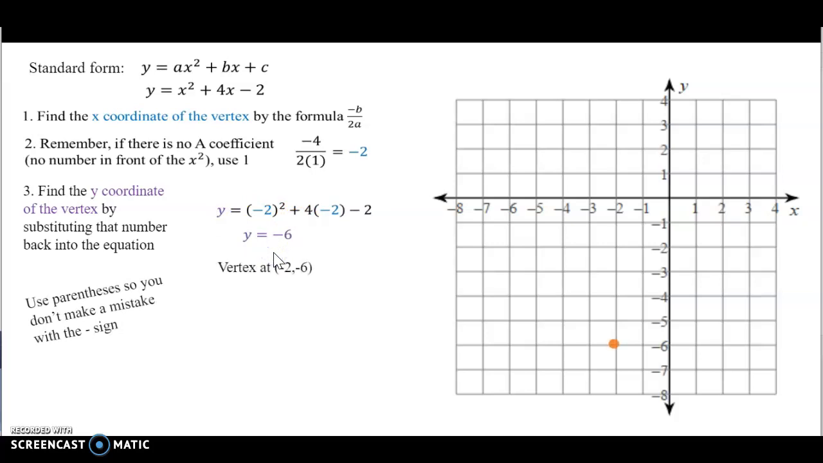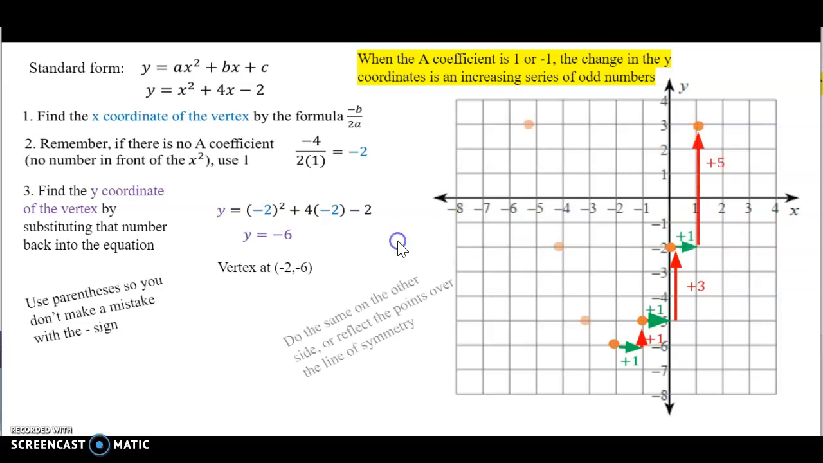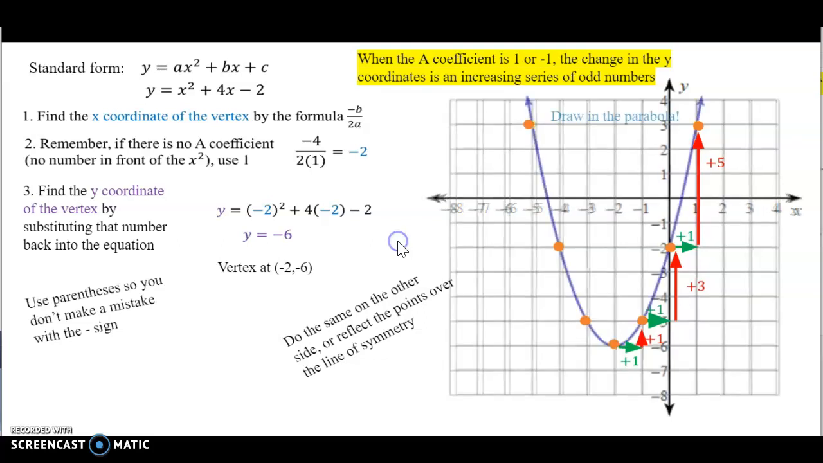And then from here, I do the same thing. Because A is 1, I am going to use the same method. 1 up, 1 to the right, 1 up, 1 to the right, 3 up this time, 1 to the right, 5 up. And I am going to use the symmetry to plot the other points on the other side, and then join those points together, and we are done.